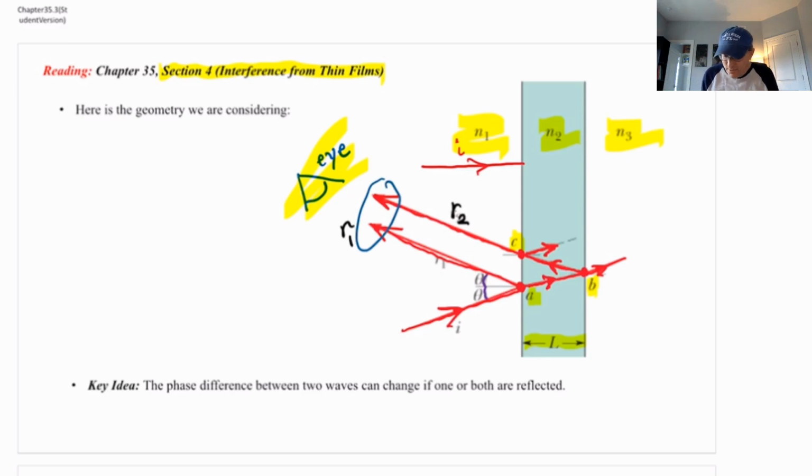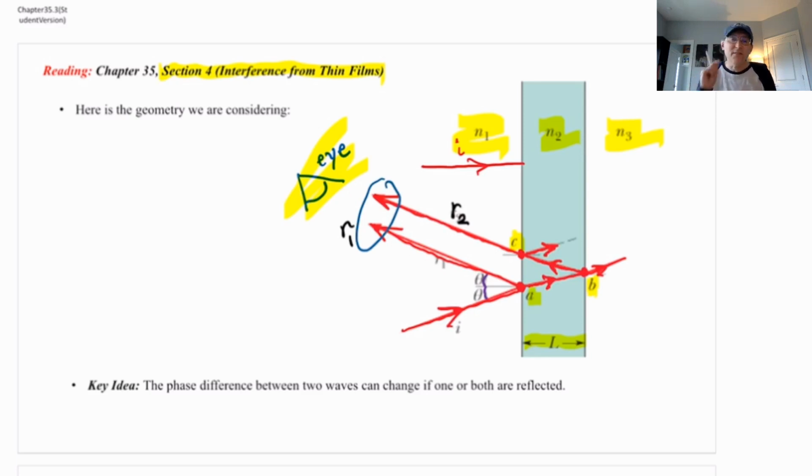Because the ray R2 has to make a diversion through layer 2 over to the right and then back again. And that's an extra distance of 2L. Remember, we're assuming normal incidence. 2L. And a path length difference results in a phase difference. So we need to be able to account for that path length difference and its effect on the phase.